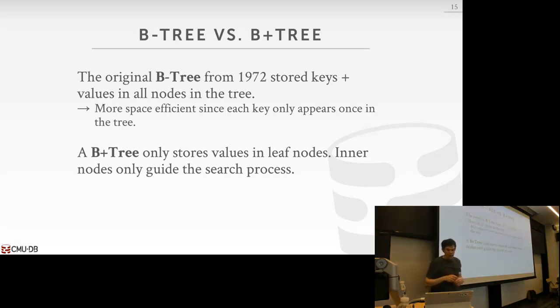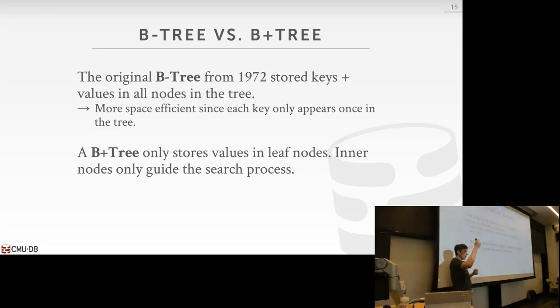So a B tree is going to be more economical in how much storage space it occupies because it's not duplicating keys. But the downside is, and this is why nobody ends up actually using this in a real system, that it makes doing updates more expensive when you have multiple threads.